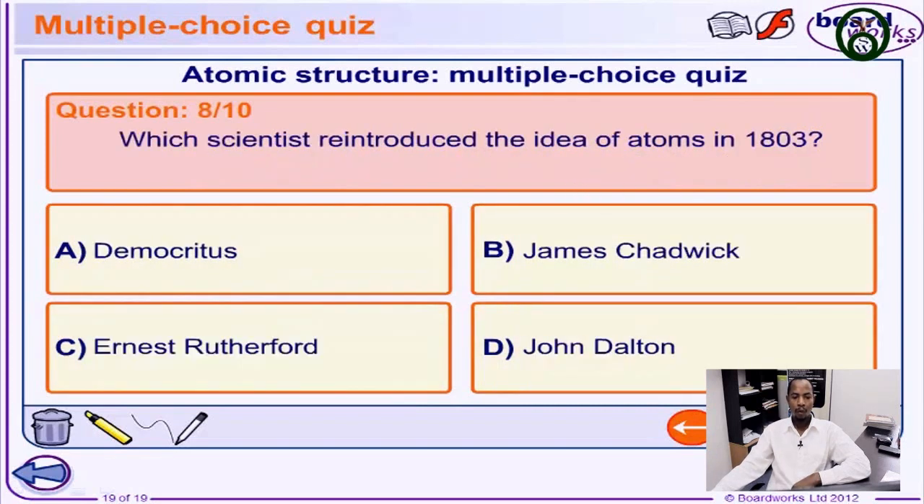Which scientist introduced the idea of the atom in 1803? Is it Democritus? Is it James Chadwick? Ernest Rutherford? John Dalton, right? John Dalton. He introduced the idea after Democritus did it in 450 BC. Now, so on and so forth, questions for you to practice and have a handout.